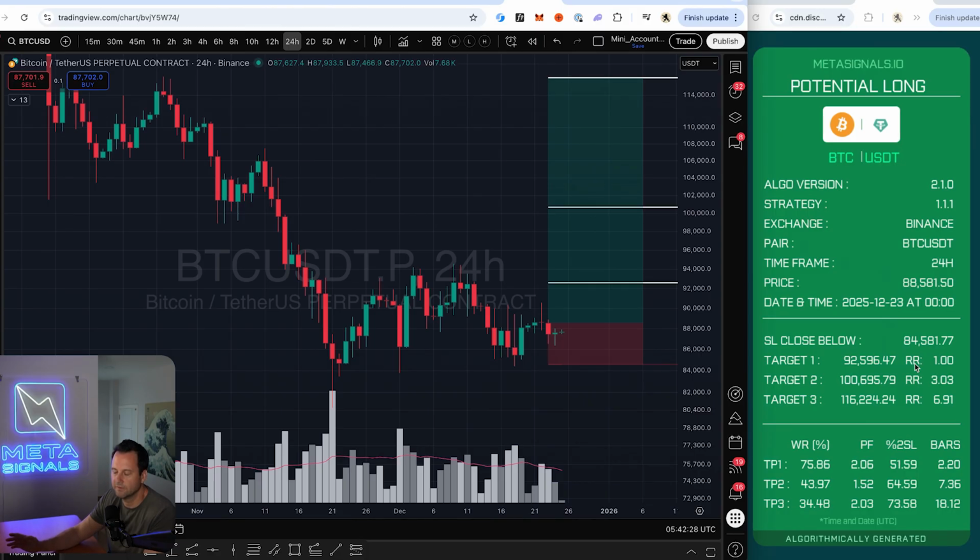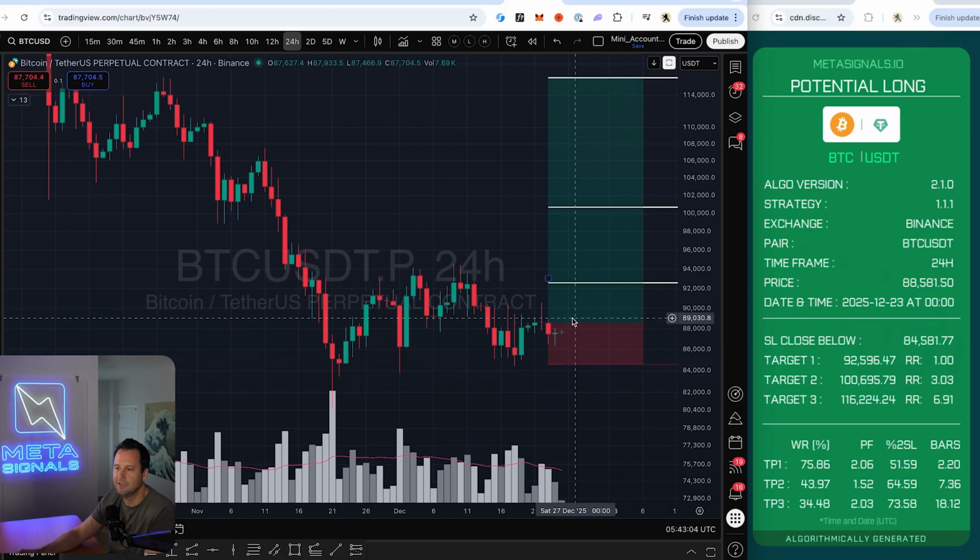And for those who aren't familiar, a risk-reward ratio of 1 means you're risking 1 of something, let's say $100, to make $100. So this first take profit level is equidistant to the stop loss close below level. Of course, when you're waiting for the close below, you're potentially going to realize a lower RR when you do win the trade. But we have to base this number on something, and the data point we have is the stop loss close below value.